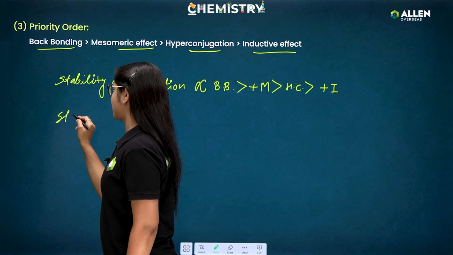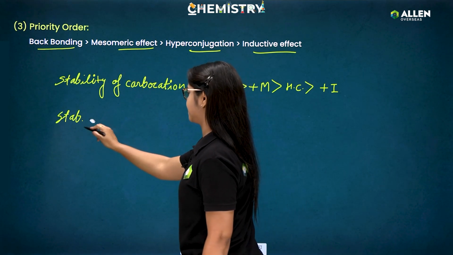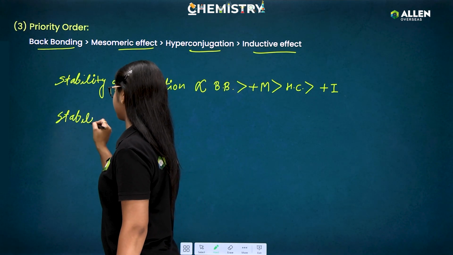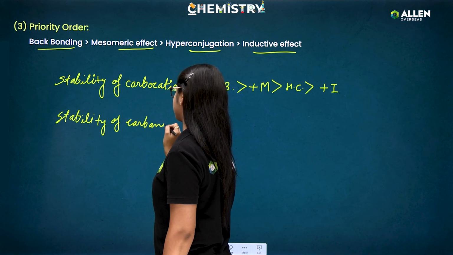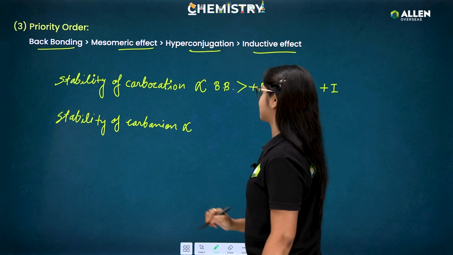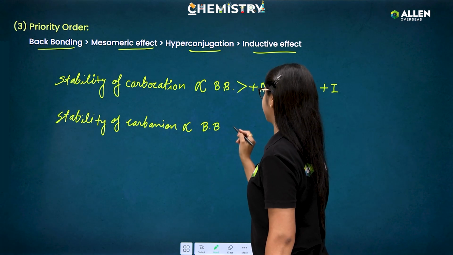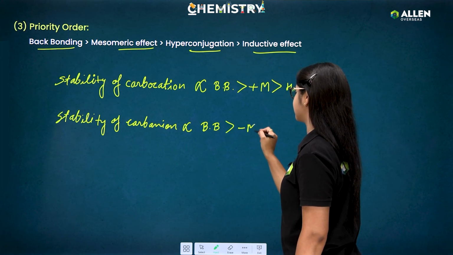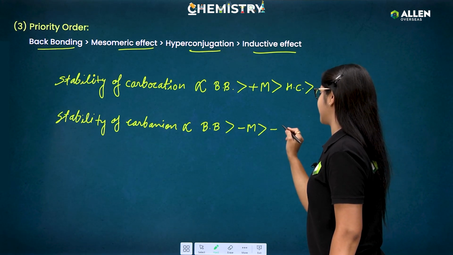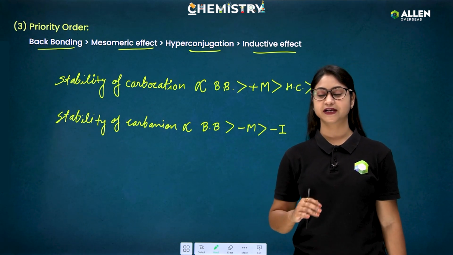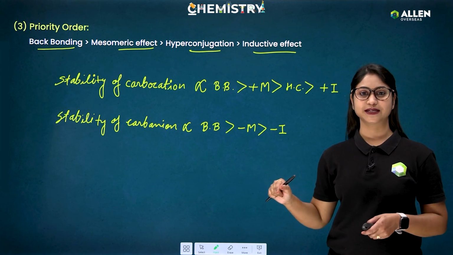Similarly, when we are talking about the stability of carbanion, here also if you have any back bonding effect, then that will be more stable. Then instead of plus M, you have minus M. After minus M, in carbanion, we'll be discussing the minus I effect, electron withdrawing effects. So these priority orders we have to follow while checking the stability, right?